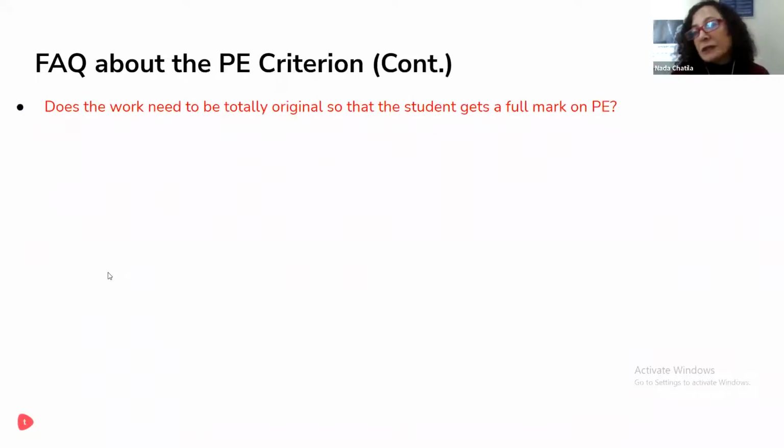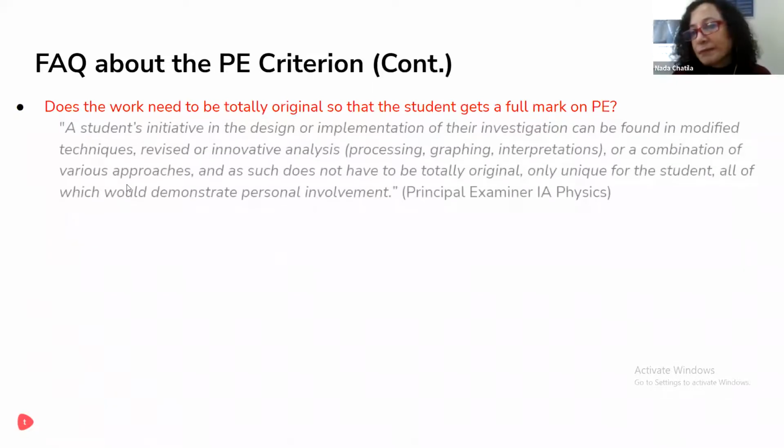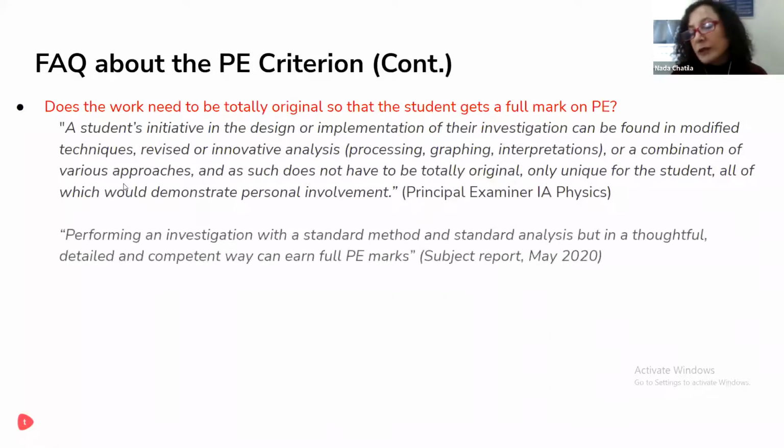Another question that is often asked: does the work really need to be totally original to score the full mark? No, not really. The subject report of May 2020 speaks it out very clearly. Performing an investigation with a standard method and a standard analysis, but in a thoughtful, detailed, and competent way, a student can earn the full PE grade, the 2 marks. So we're looking for thorough work, deep understanding, thoughtfulness. This is what we are looking for.